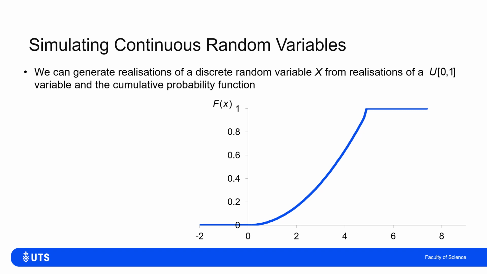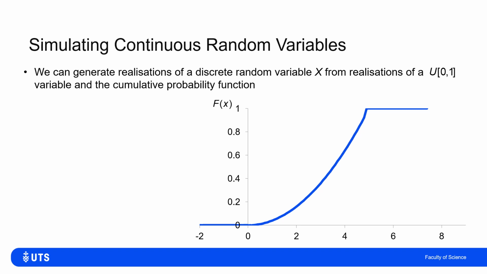We saw previously that we could generate realizations of a discrete variable from the cumulative probability function by effectively throwing a dart at the vertical axis between 0 and 1, uniformly selected over that region, and then drawing a horizontal line across and reading off where it met the cumulative function. Now, we said for the discrete case this was possibly an overcomplication of an idea that we'd already seen.